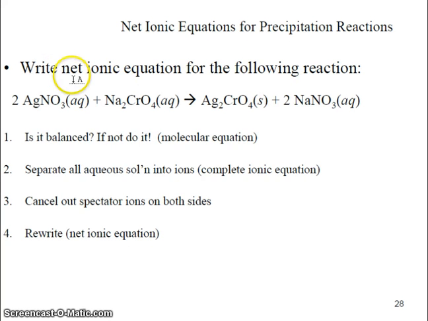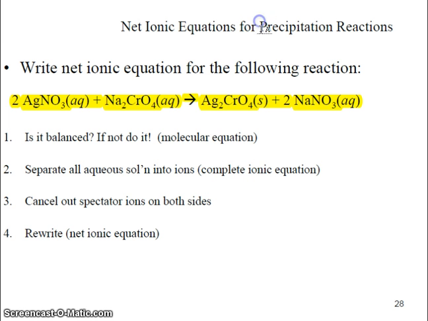Let's for the time being work on another one. The question here is, write the net ionic equation for the following, and you're given the equation: 2 silver nitrate reacting with sodium chromate to give you silver chromate and sodium nitrate. First things first, you have to check whether or not it's a balanced equation, and I'm telling you in this case it is. What's the next step? The next step is to break up everything which has the letters aq into smaller ions, so let's just write that down.